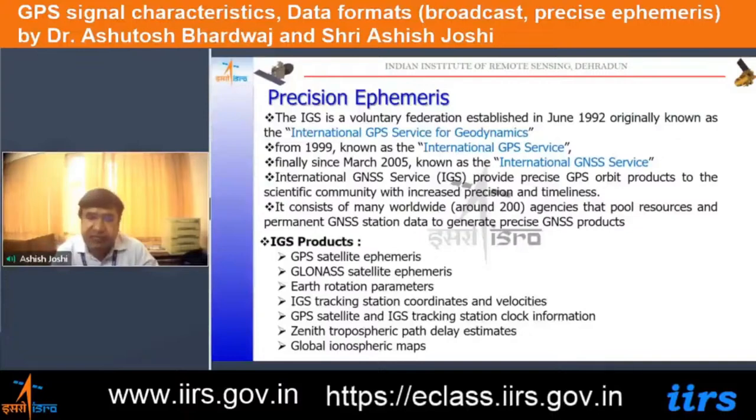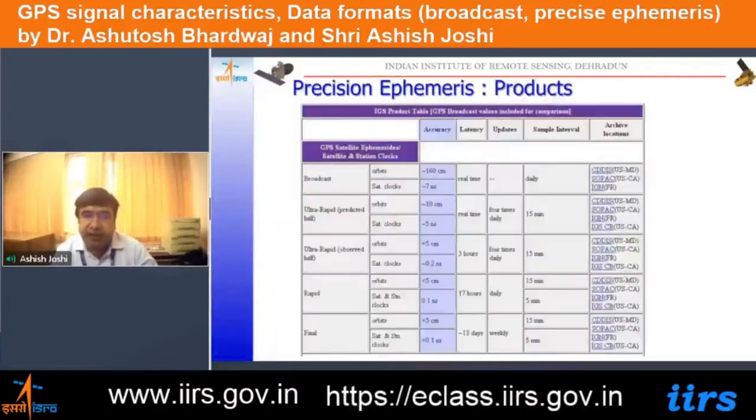So what are the IGS products? It will provide the satellite ephemeris, meaning X, Y, Z, X dot, Y dot, Z dot, and time, and GLONASS satellite ephemeris, and the Earth rotation parameters, IGS tracking station coordinates and velocities, GPS satellite and IGS tracking station zenith tropospheric path delay estimates, and the global ionospheric maps. So these are some of the IGS products which it will provide at a particular time.